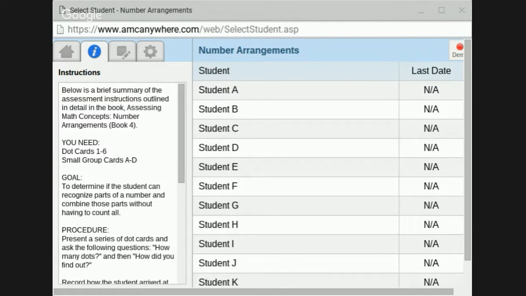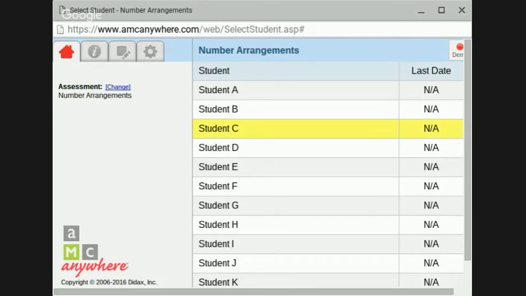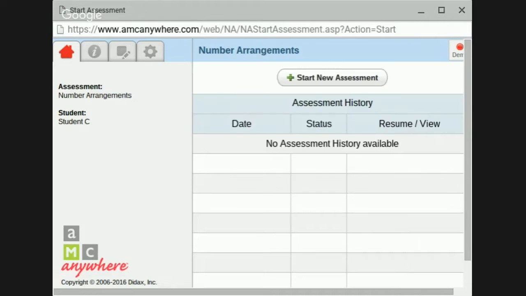We're going to spend some time talking about the AMC Number Arrangements Assessment. I've already clicked on Start Assessment and brought up my home screen, which looks like this with my students. I'm going to click on a student, and then I'm going to go over to the I tab.